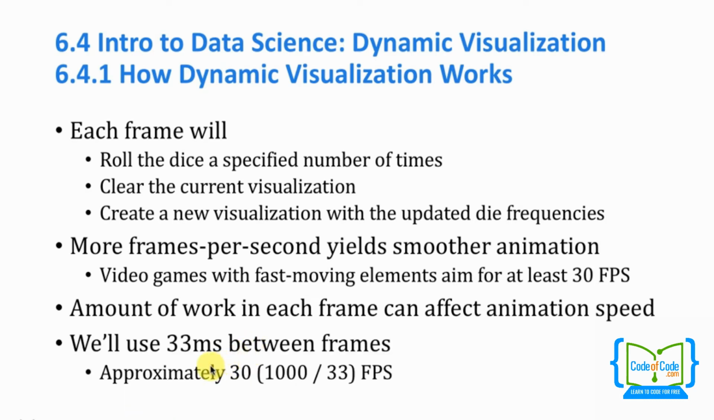And in this example I mentioned a moment ago, we're going to use approximately 33 milliseconds between our animation frames, which will give us about 30 frames per second. So if you divide 1,000 milliseconds by 33 milliseconds, that gives you about 30 frames per second being displayed. So let's actually demonstrate the final result, and then in the next video we'll start talking about the code that enabled us to build the dynamic visualization.